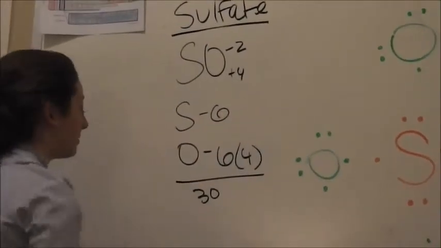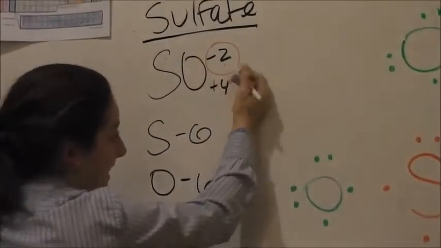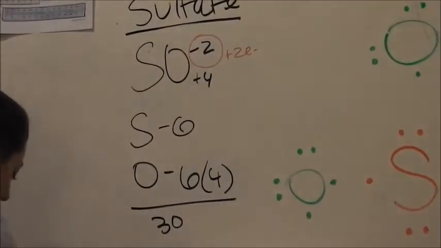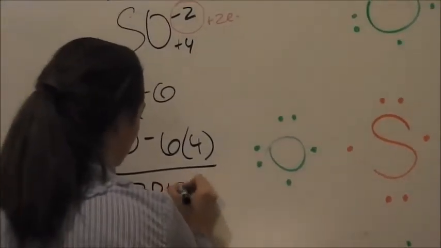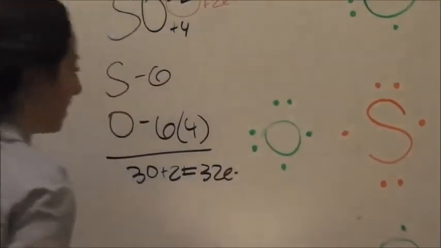But we're not done with the total electrons. We still have to look at this charge. This -2 charge adds 2 electrons to the total number. So if you add that 2, you get 32 total valence electrons.